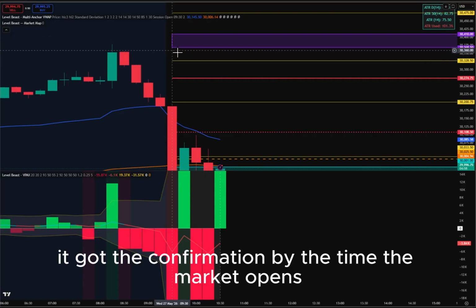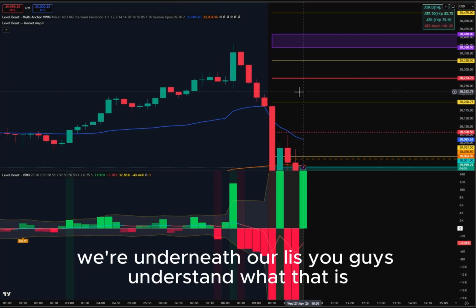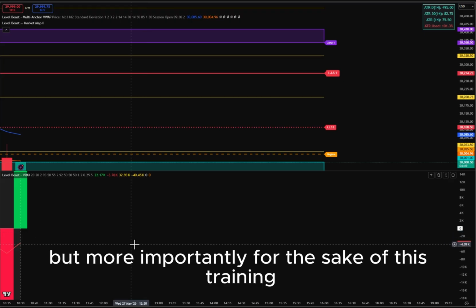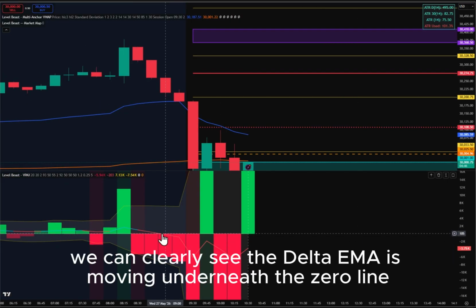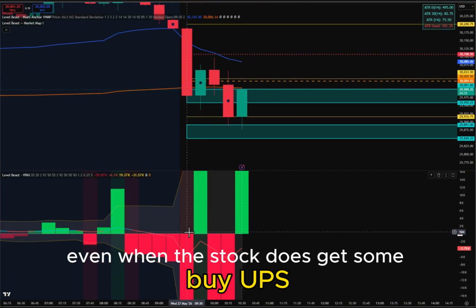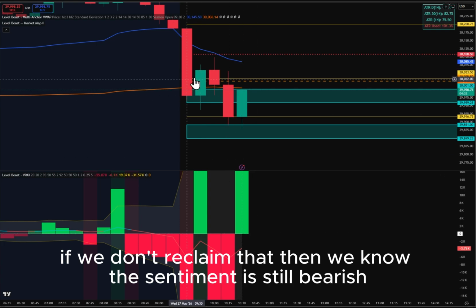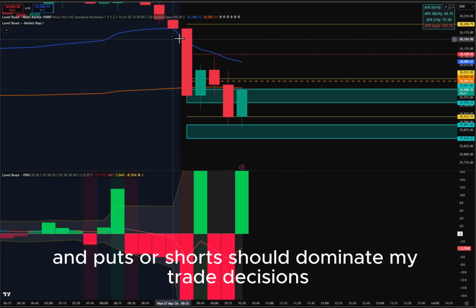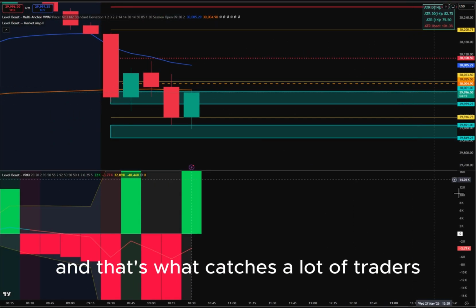Therefore, it got the confirmation. By the time the market opens, we're underneath our LIS. You guys understand what that is. So we've got 2 points of confluence. But more importantly, for the sake of this training, we can clearly see the delta EMA is moving underneath the zero line. So when it starts to move underneath the zero line, even when the stock does get some buy-ups, if we don't reclaim that, then we know the sentiment is still bearish. Sell orders are still bombarding the tape, and puts or shorts should dominate my trade decisions. And that's what catches a lot of traders.